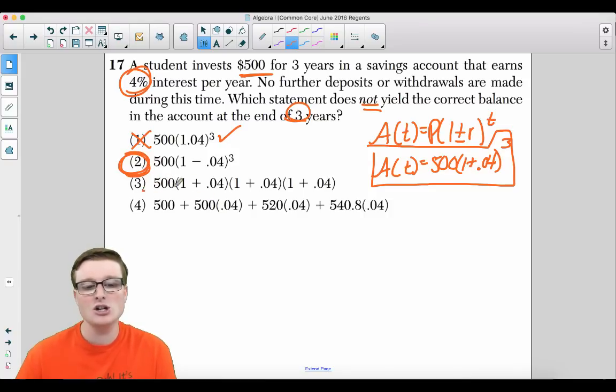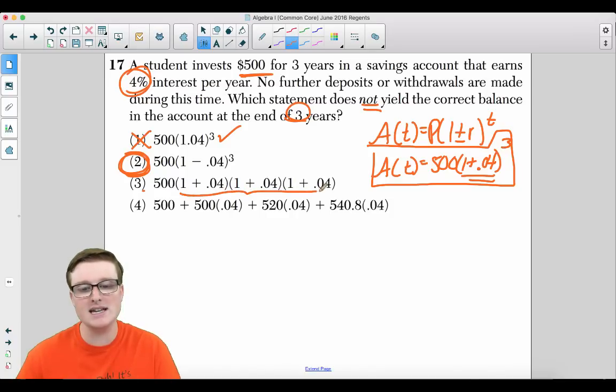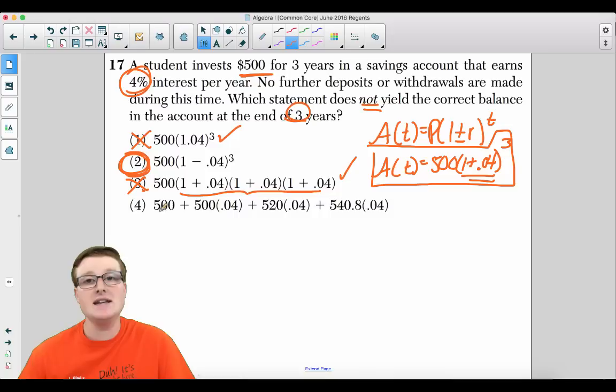Choice 3 shows the expansion of this, because if you raise something to the third power, you could write it 3 individual times. So that is actually true. This one over here, this is just saying, okay, this is interesting how they did this. So they took the initial and they added the initial times the rate of increase.